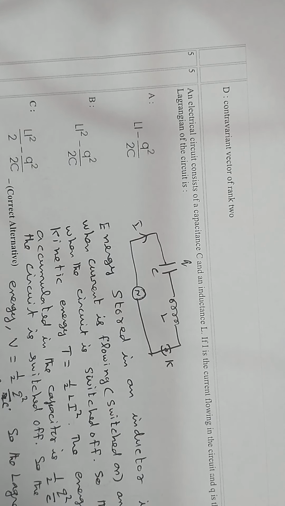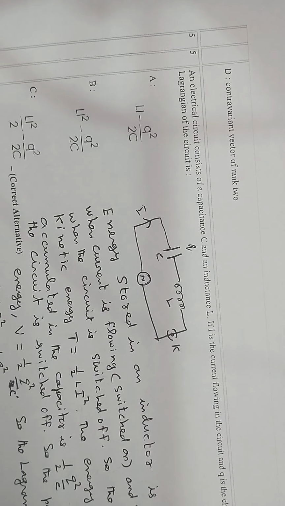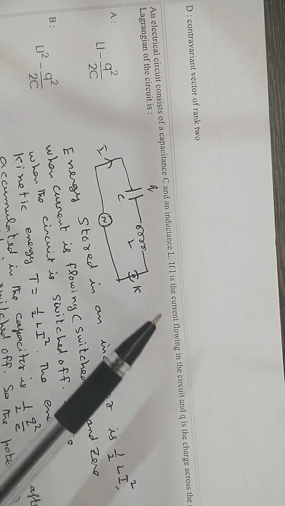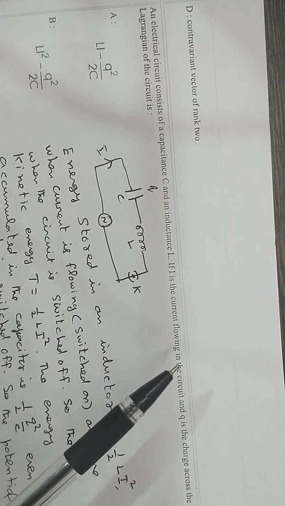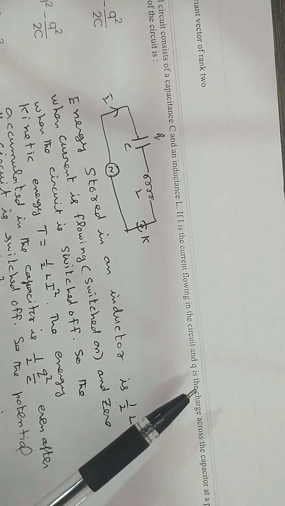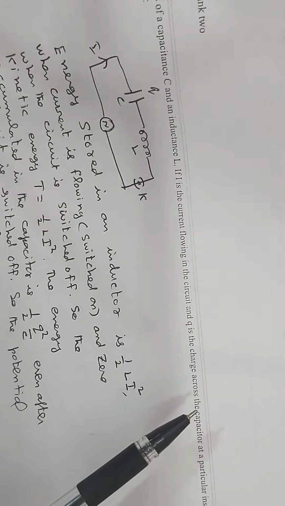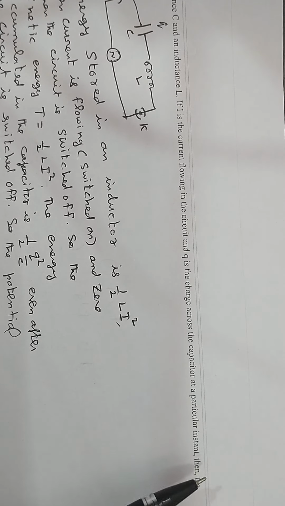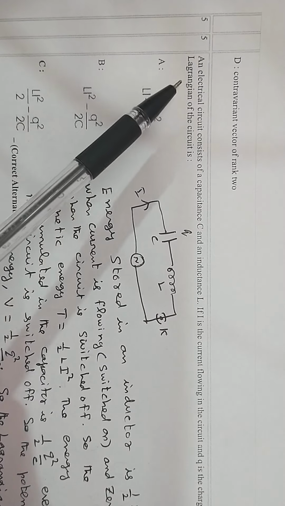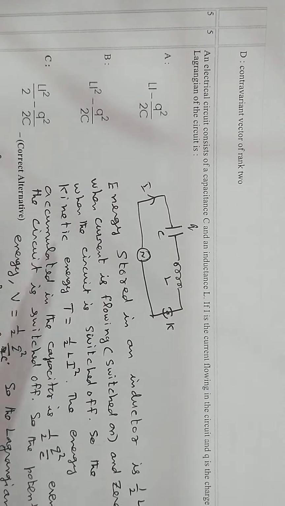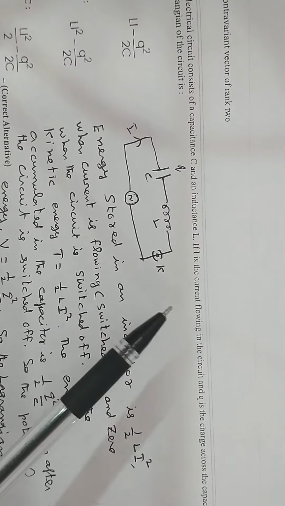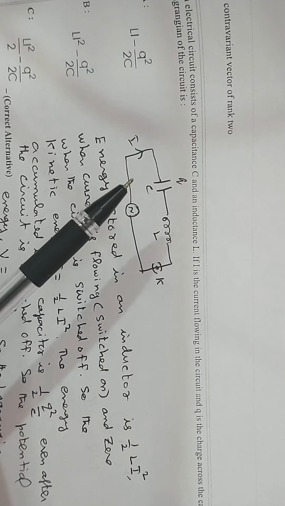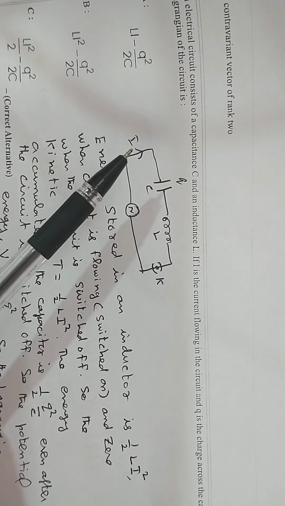An electrical circuit consists of a capacitance C and an inductance L. If I is the current flowing in the circuit and Q is the charge across the capacitor at a particular instant, then the Lagrangian of the circuit is. So the four options are given. You consider this circuit. This is an L inductance and capacitor circuit. Current I is flowing through the circuit.